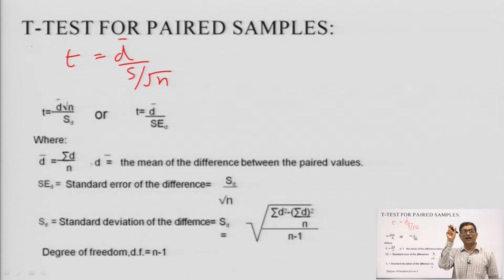First we find the difference between the pre and post values, then we find the standard deviation, and this standard deviation formula is summation d square minus summation d whole square upon n, all over n minus 1, where d is the difference between pre and post values. And the next term for the t test is the degree of freedom, and degree of freedom will be n minus 1.